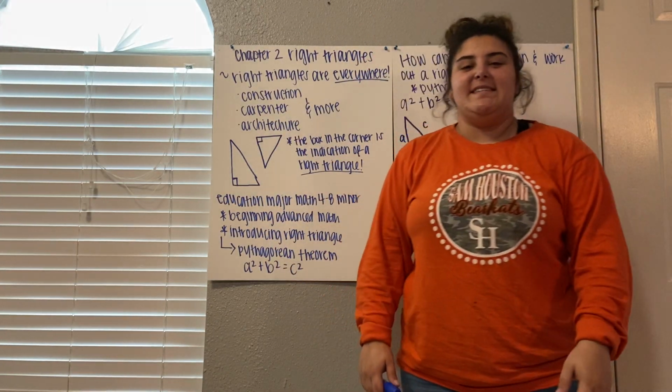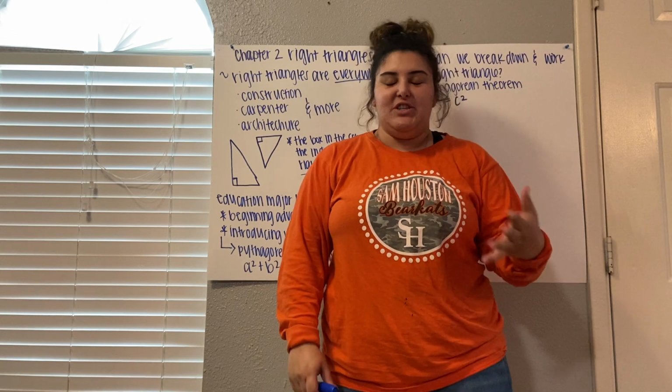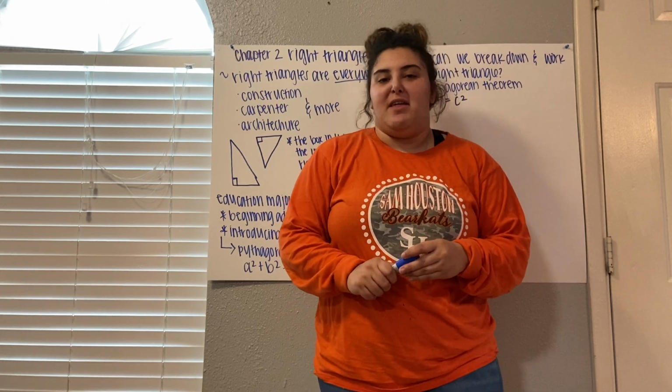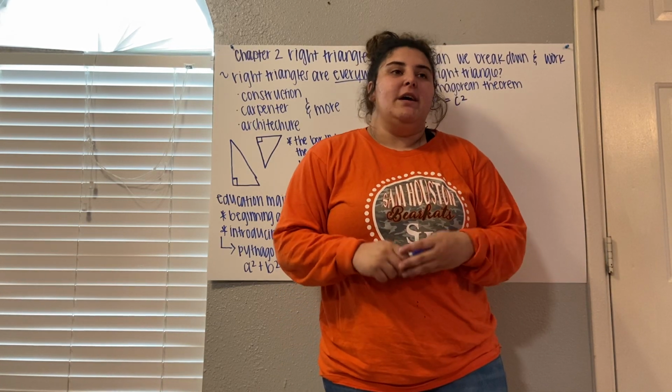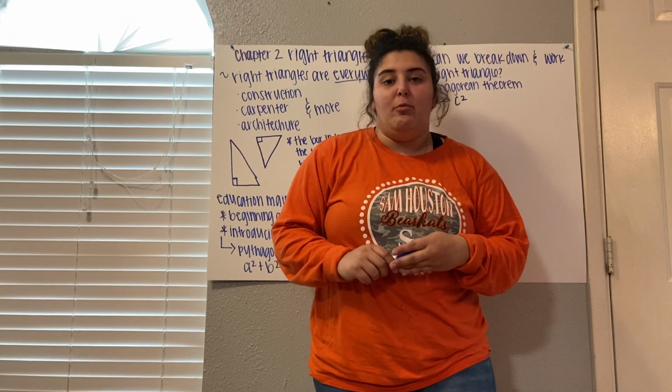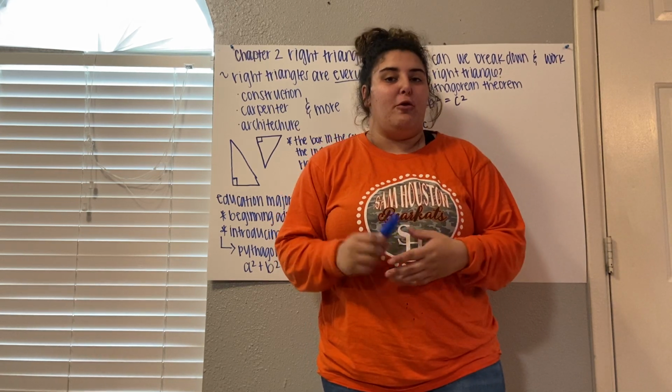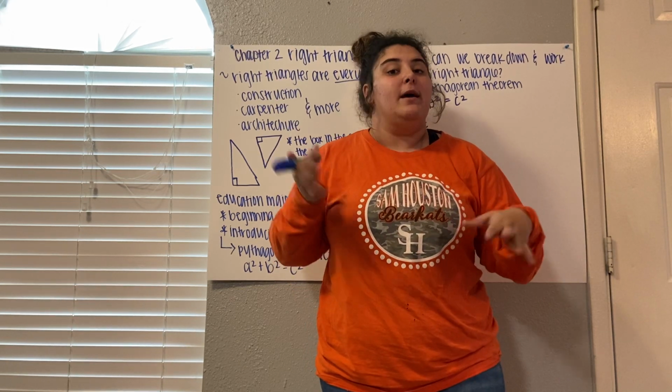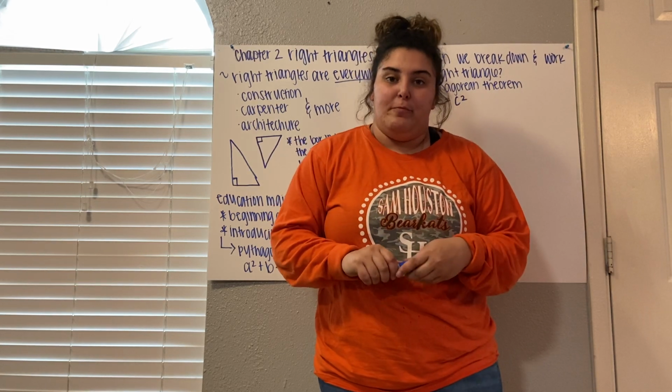Hey guys, my name is Caitlin Bashirs and I am an education major with a minor in mathematics 4 through 8. So what this means is that I will be a math teacher for the grade levels 4 through 8, basically in the intermediate level.